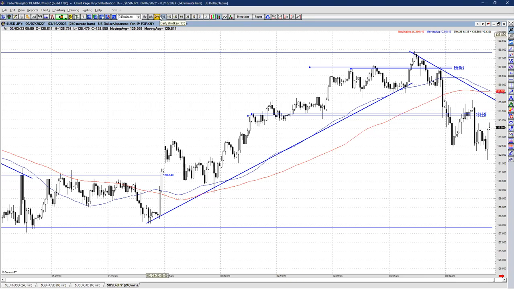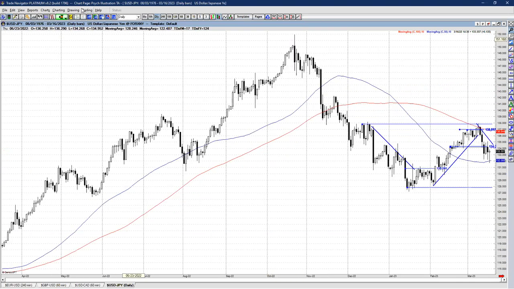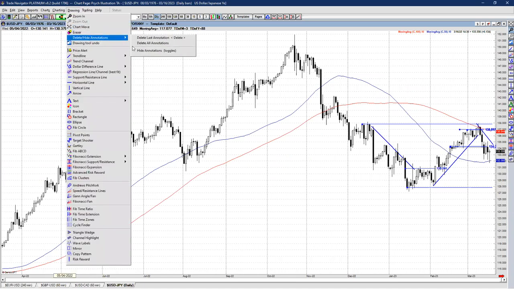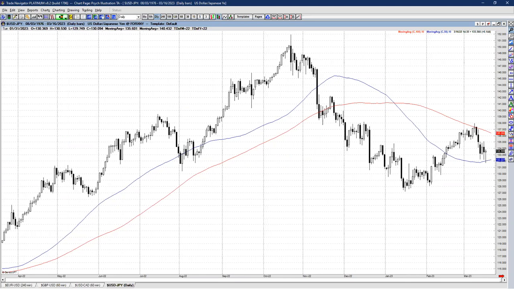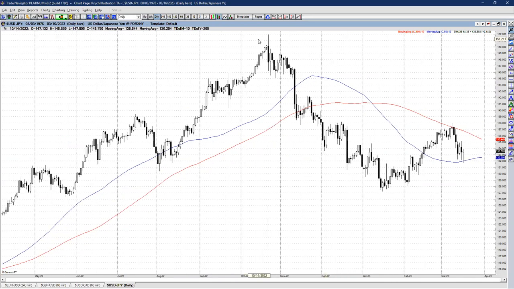So if we were to look on a bigger time frame like the daily, and let's just take everything off so we can understand it a little better here. You can see the market's in downtrend. There's your short-term range. Uptrend was consolidating. Uptrend was a minor uptrend before resuming downtrend, right? This is a daily time frame.